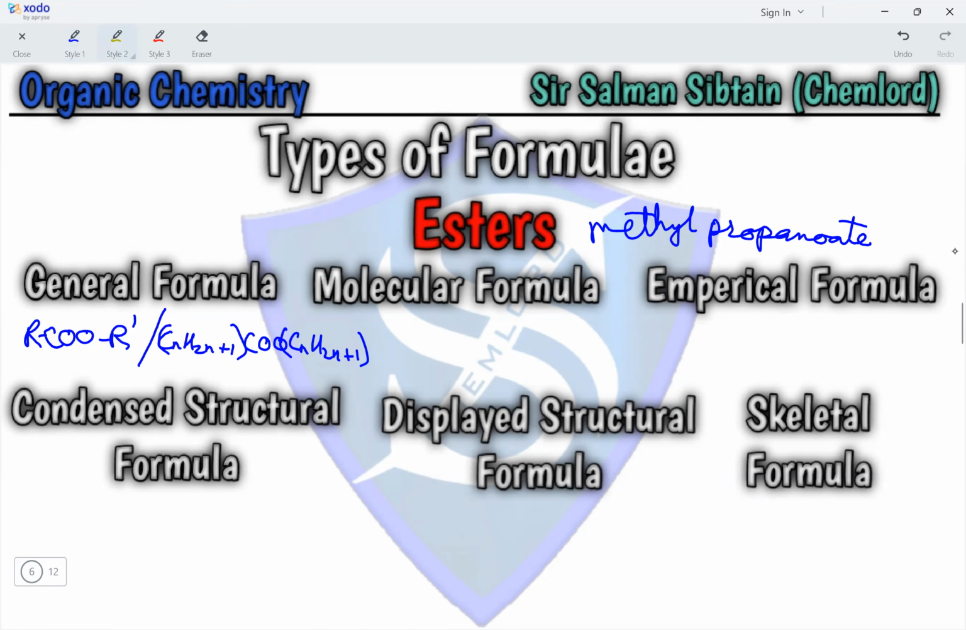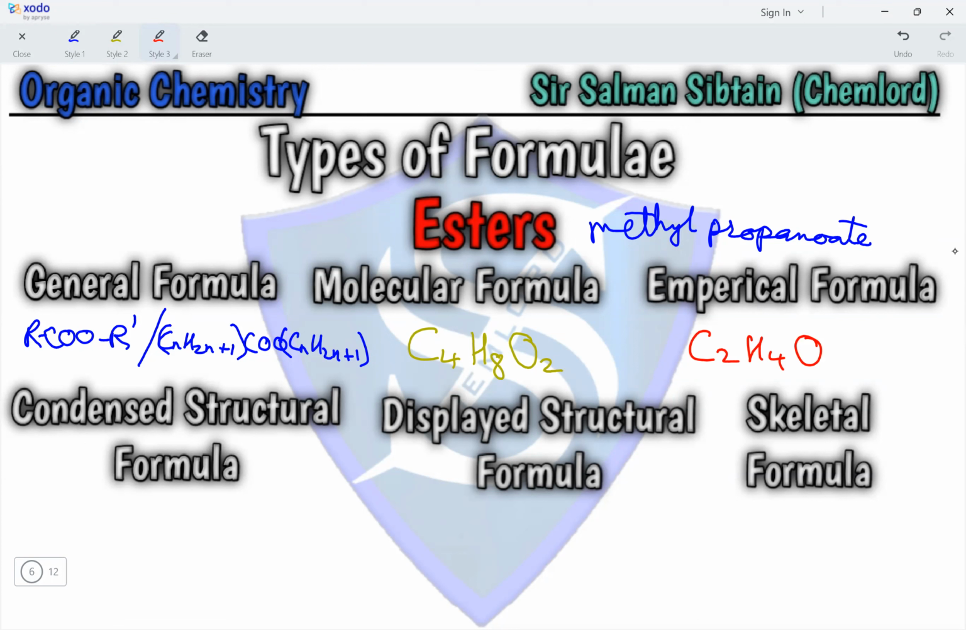Next, the molecular formula of methyl propanoate. This would have 4 carbon atoms in total, which would mean it would have 8 hydrogen atoms in total and 2 oxygen atoms as part of the C double bond O group. And the simplest ratio of these elements, which would give us the empirical formula, would be C2H4O.